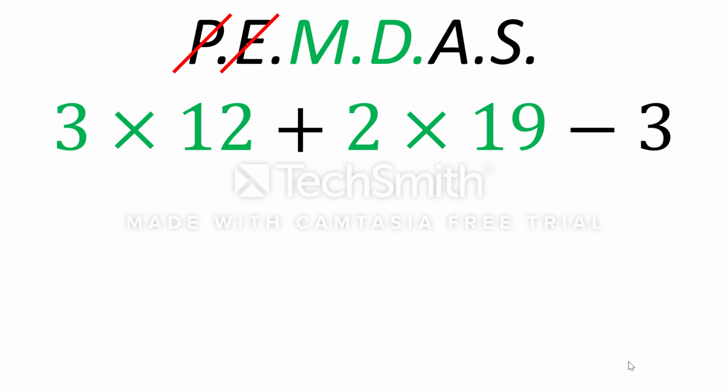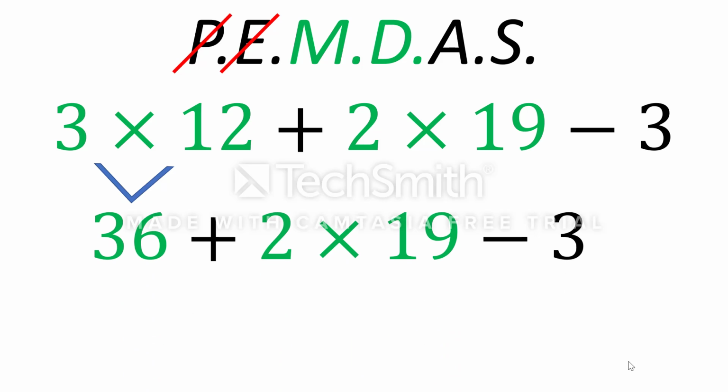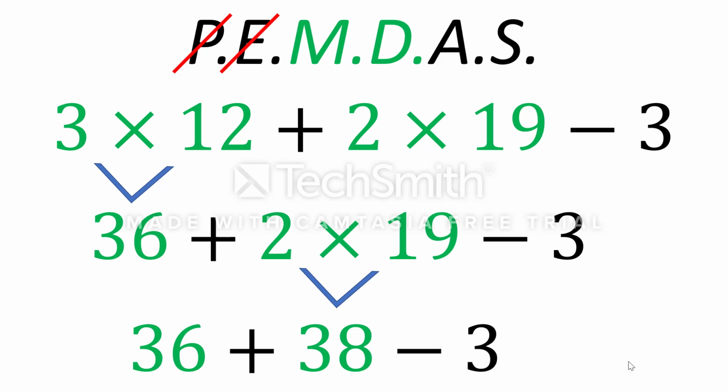We will start on the left with 3 times 12. The best way to solve this is to show our work step by step, grouping what we are working on by using a down arrow underneath it. 3 times 12 is 36, and we will bring everything else down that we haven't used. Moving to the right, we will work on 2 times 19, as that is our next multiplication problem. 2 times 19 is 38. Our expression is now simplified as 36 plus 38 minus 3.